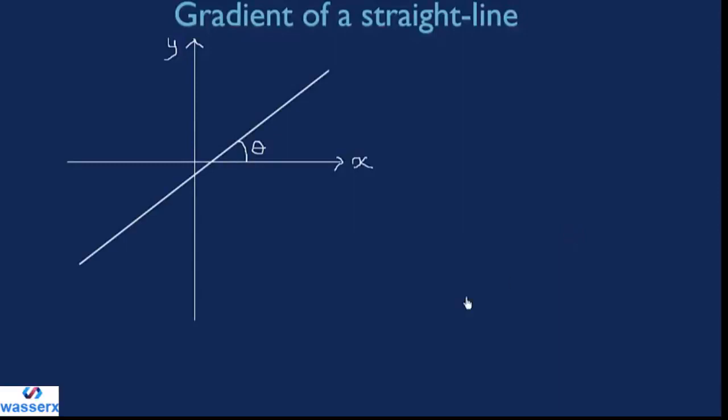If we know the angle that the straight line makes in the positive direction of the x-axis, then we can always find the gradient of that line by taking the tangent of the angle, because it is going to give us the ratio of the change in y over the change in x. You have to take note of this: the angle is measured from the positive x-axis to the straight line.